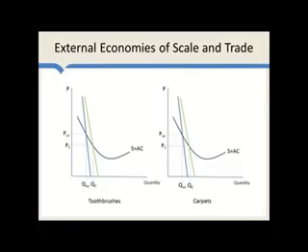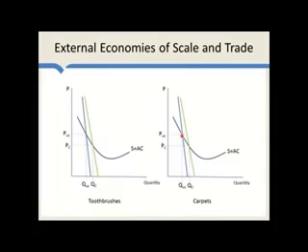Let's now see what implications there are for trade when we have external economies of scale. So let's suppose that there are two industries, toothbrushes and carpets, two countries, the United States and China, or Canada if you like, it doesn't matter which. And let's suppose that we have no trade. So in the initial equilibrium, let's suppose that the U.S. demand is in blue and the Chinese demand, we'll say, is in green.